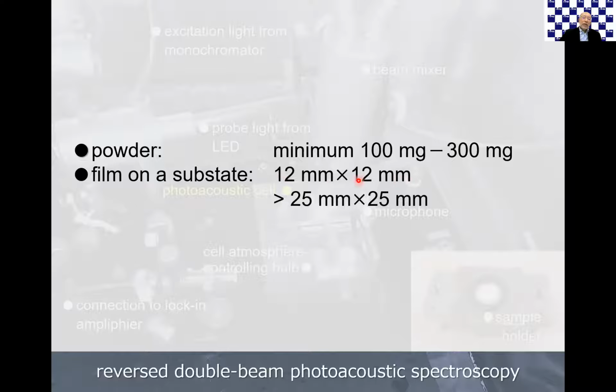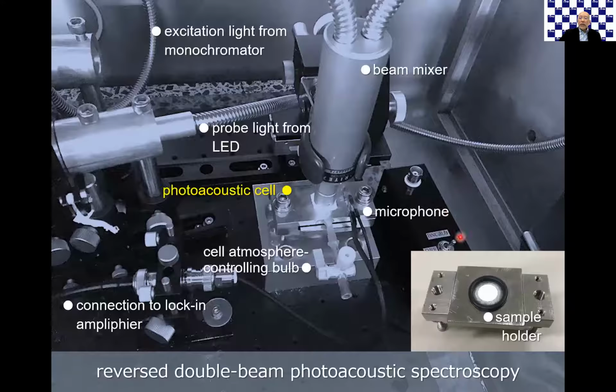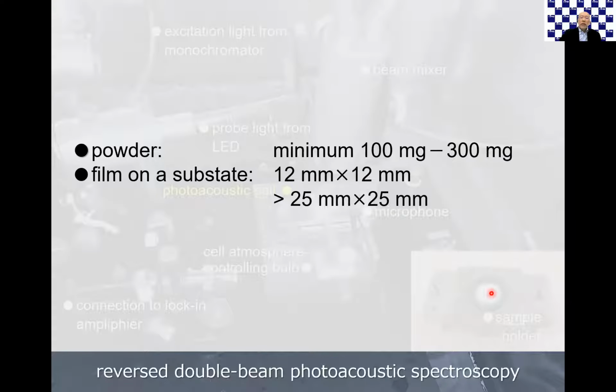For the film on the substrate, the size of 12 millimeter square is preferable, as that is just inside this O-ring. Or a larger size glass substrate is also fine. We can cut it off to be used in this cell.